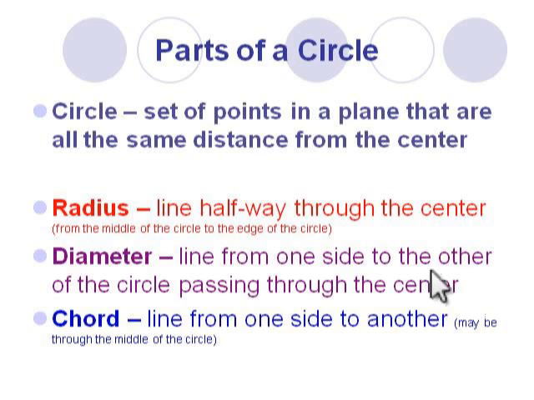Then we have three parts that we need to know the definition of. The first is radius. That's a line halfway through the center. In other words, it's going to touch the middle and go to an edge on the circle. Then there's the diameter. That's a line that goes from one side to the other and it passes through the center. And finally, there's the chord. That's a line from one side to another. It may be through the middle or through the center, but it doesn't have to be.